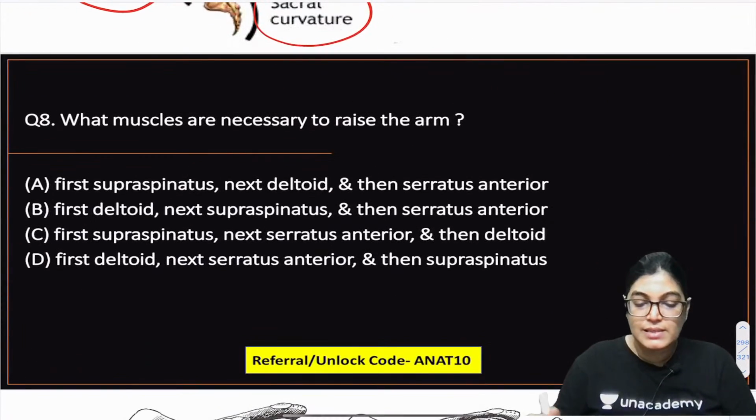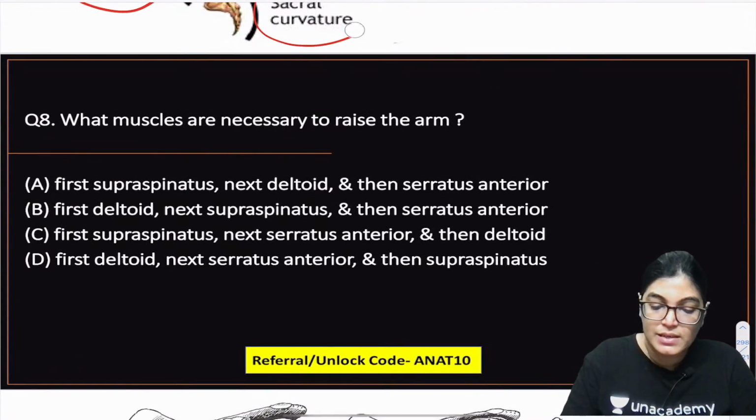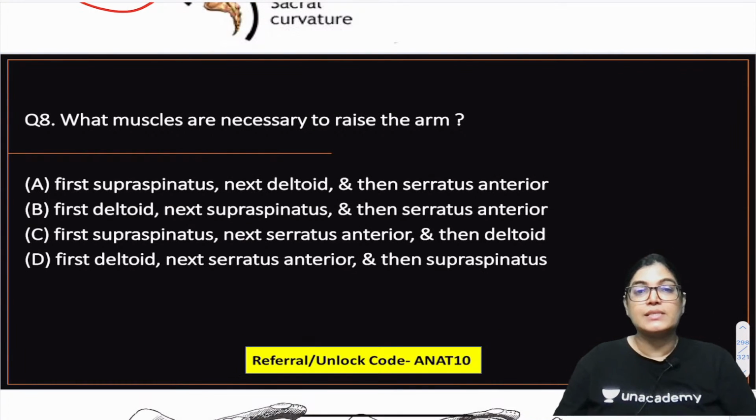What are the muscles necessary to raise the arm? The muscles necessary to raise the arm. There are 4 options. The first muscle is supraspinatus, next is deltoid, and then serratus anterior, or deltoid, supraspinatus, serratus anterior. A combination of muscles has been given, so pick the right one. Question number 8, pick the right one. What are the muscles necessary to raise the arm? A, B, C or D?